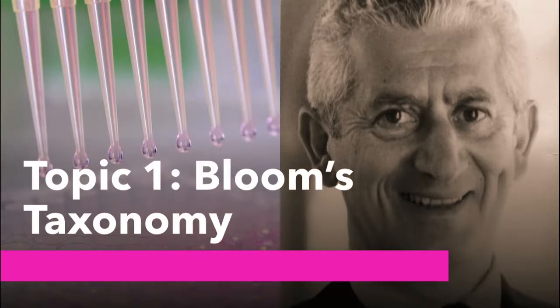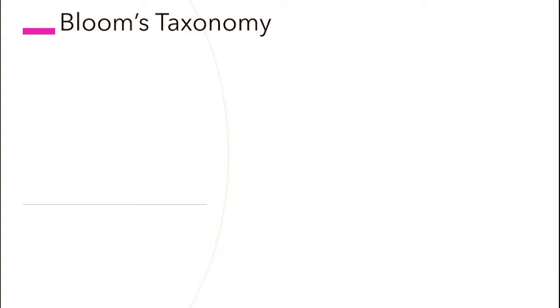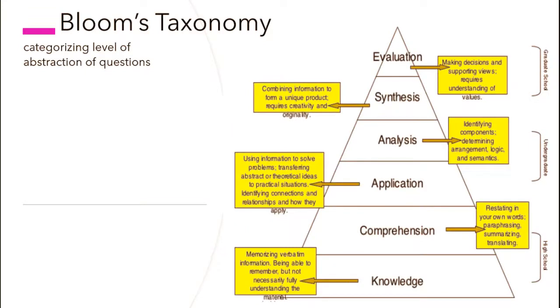Taxonomy, by definition, is the science of naming, describing, and classifying organisms, which also includes plants, animals, microorganisms, and the theory of mastery of learning. Benjamin Bloom created this taxonomy to categorize the levels of abstraction of questions. And he said that there are 7 levels of thinking. It starts with knowledge, comprehension, then application, analysis, synthesis, and then evaluation.